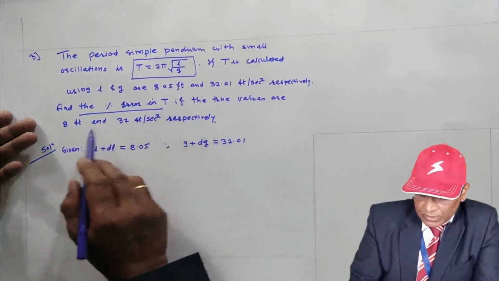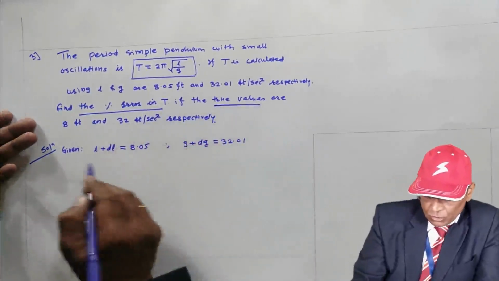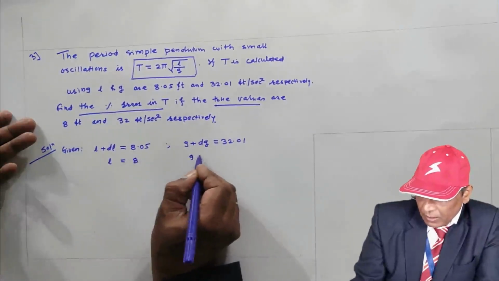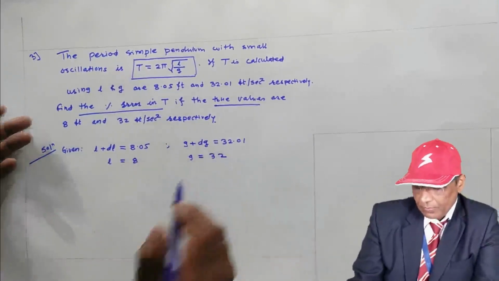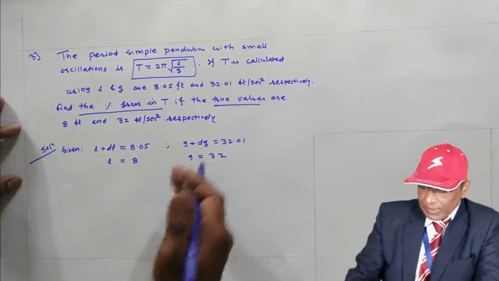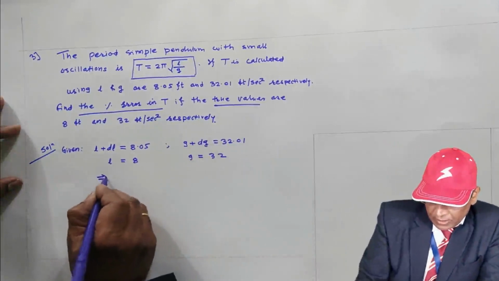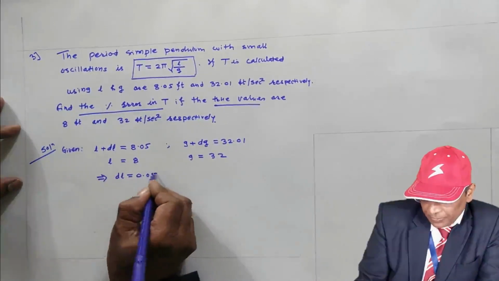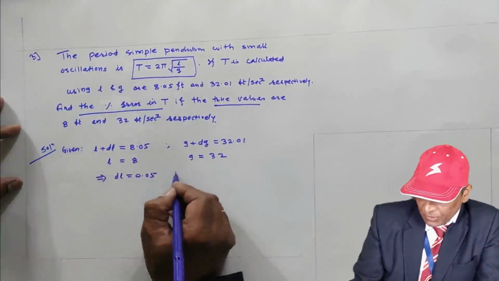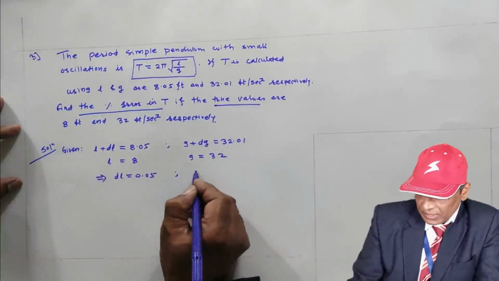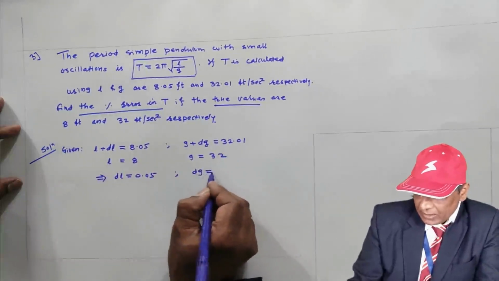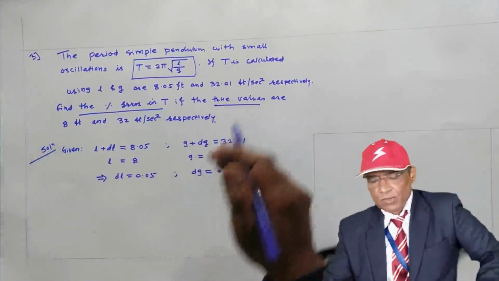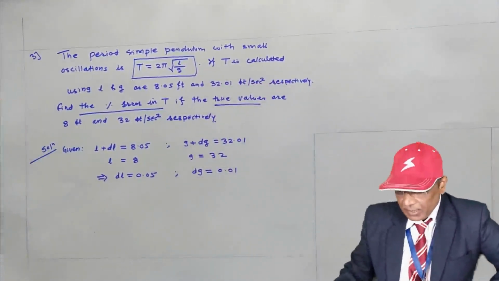And the true values are given to you. True values are 8 and 32. Okay, it is very clear that DL is 0.05. From the observation directly, it is very clear that DL and DG are these values. No need to write units here. At the last I will be writing the unit if required.